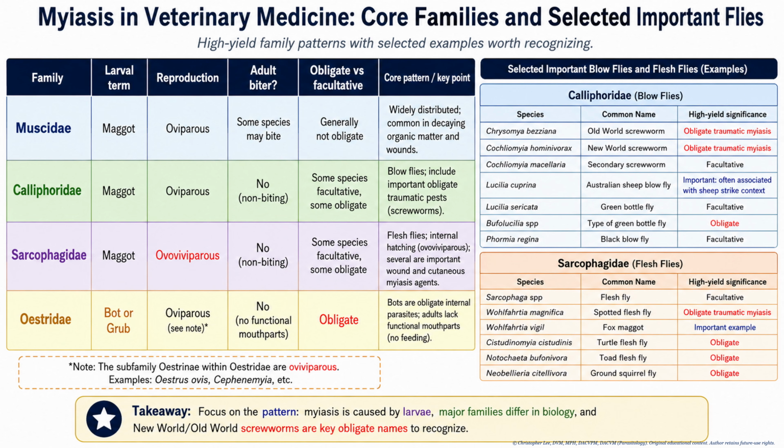Oestridae are different. These are botflies. The adults typically lack functional mouthparts and do not feed. Their larvae are obligate internal parasites. So remember, larvae cause myiasis, families differ in biology, and screwworms are high-stakes recognition targets.